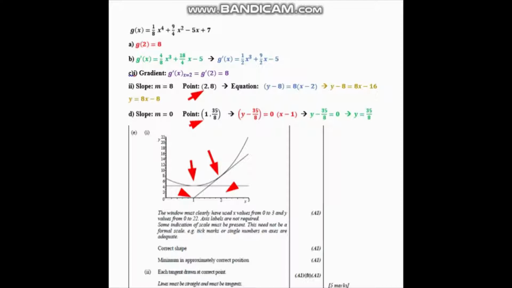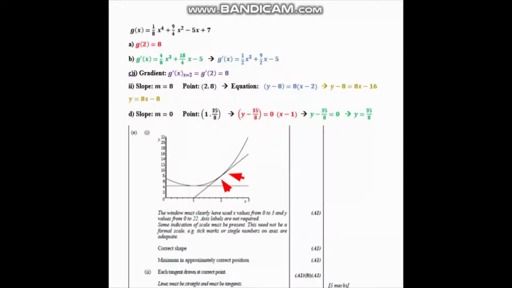So the marking scheme tells me that the tangents must be drawn at the correct points, and they must be tangents and straight lines. And by tangents they mean that they must touch the curve at exactly one point. You cannot draw a line here, for example, that intersects the curve twice. It has to touch the curve barely at the point where x equals 2.